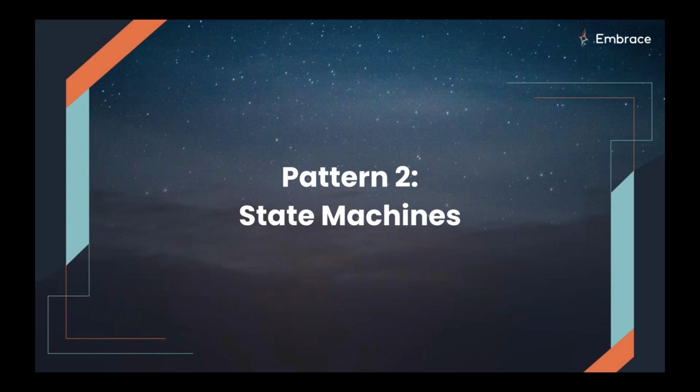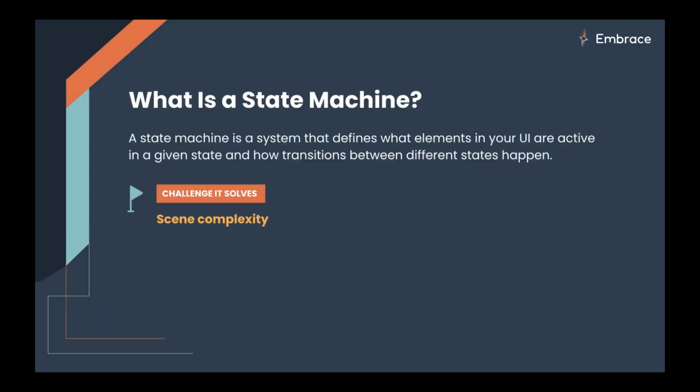The second pattern I want to present today is called state machines. Now, I'm sure everyone listening here has heard of state machines and probably has some idea in their head of what that is. I'm still going to go over it in a little bit of detail because I want you to understand exactly how I think about state machines in regards to UI work. So first, what is a state machine? Well, a state machine is a system that defines what elements of your UI are active at a given time and how the transitions between those states happen.